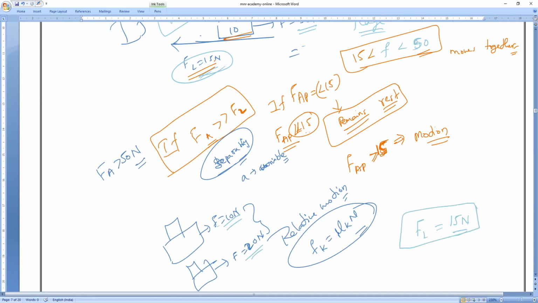Now, if you notice, our second step is what? We have to identify the object that is only experiencing the frictional force. Am I right, guys? Yes?